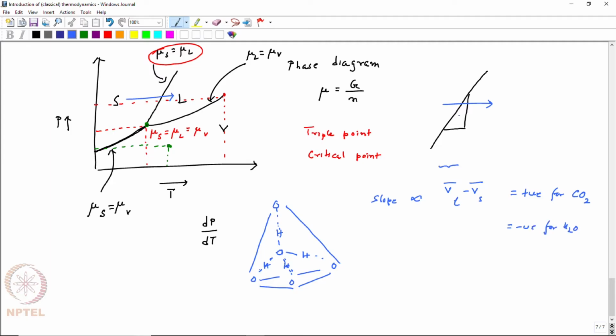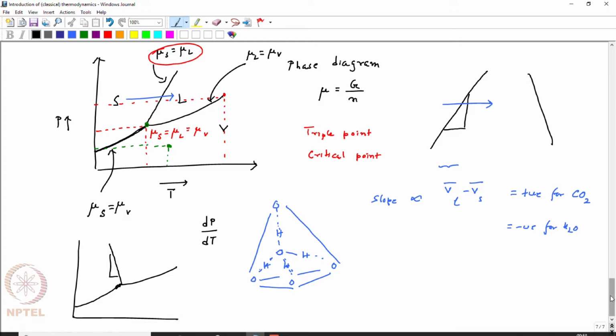So this particular slope, the way we have drawn it, will be something like this, and the slope will be negative. The way we should draw the phase diagram for water is something like this. But again, this is an exaggerated drawing. It won't be exactly like this. The slope will be very small, because the change in molar volume will be much smaller per degree rise in temperature.